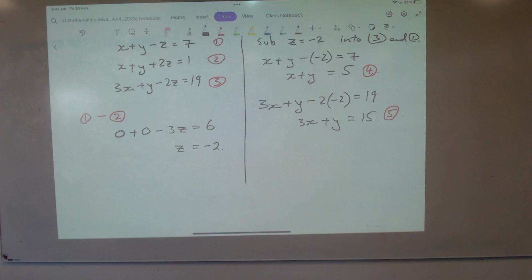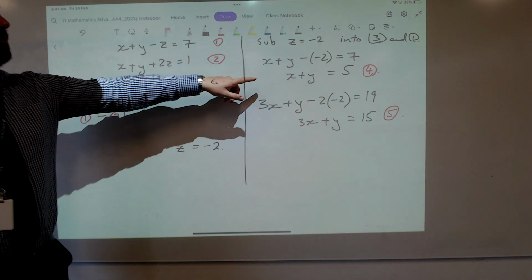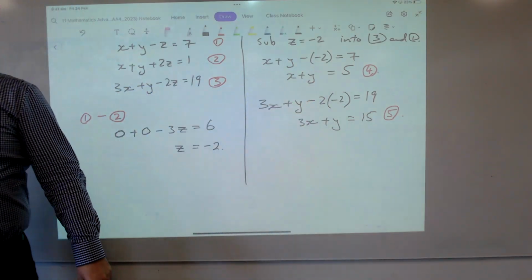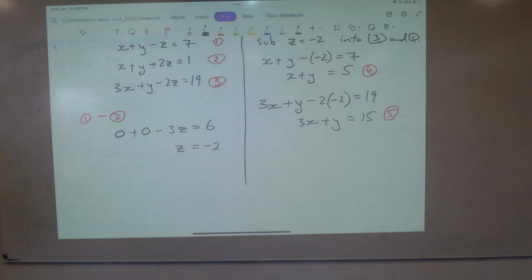I could do that, but then I'd get fractions. What is it that's the same about this number 4 and this number 5? There's a y in both, which is the same sign. There's a y, so I can just do 4. Well, I'm going to do 5 minus 4. The reason is 5 is larger, so I'm going to do 3x minus x gives me 2x. y minus y gives me 0. And then 15 minus 5 gives me 10. So we get 2x is equal to 10, x is equal to 5.